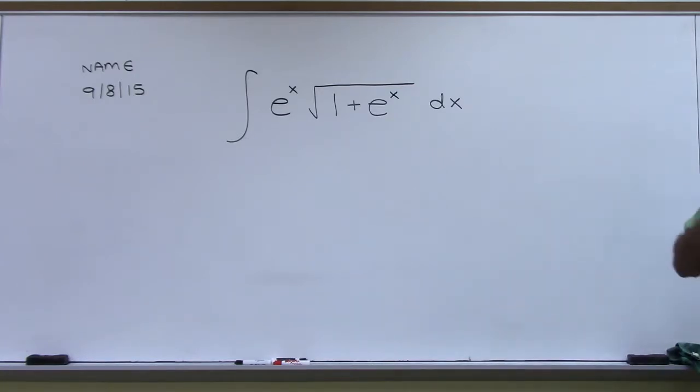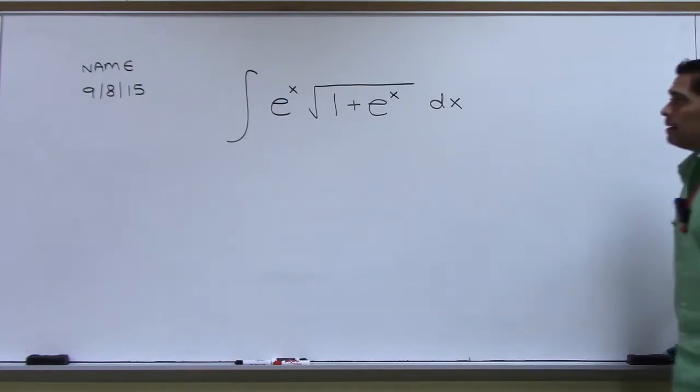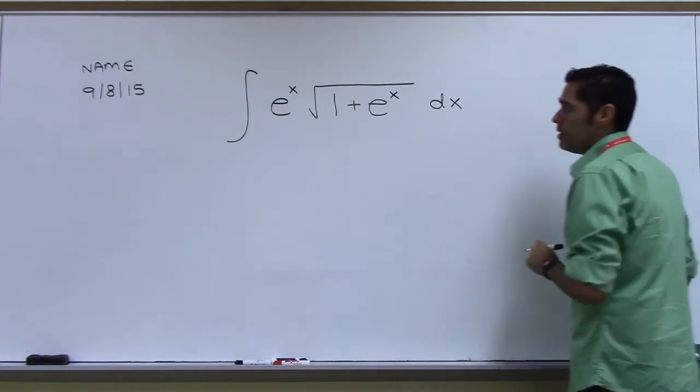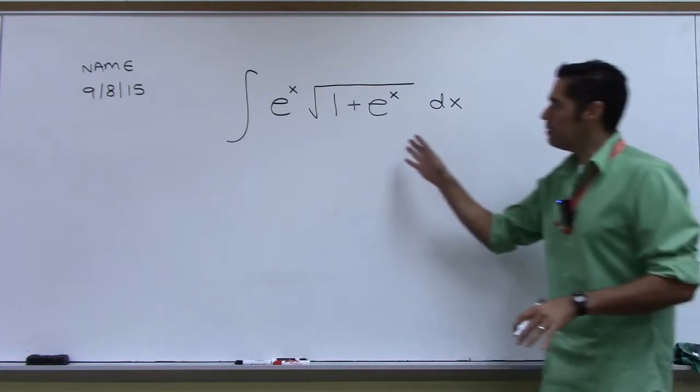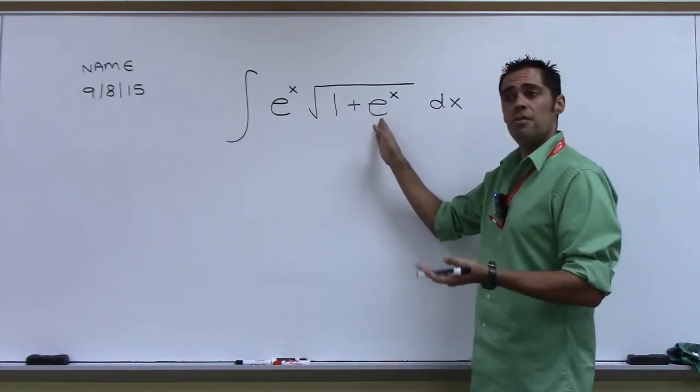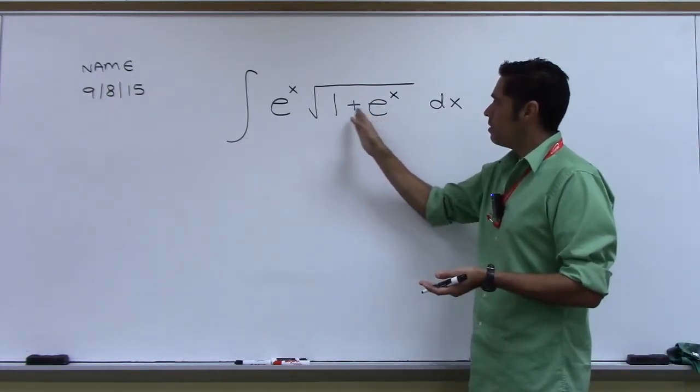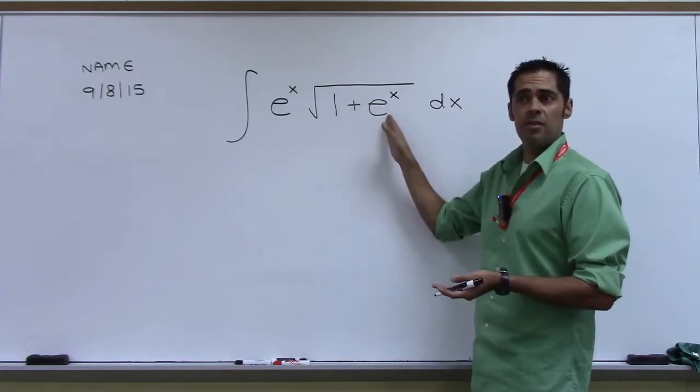Basic substitution is what this is testing you on. Make sure you understand the concept. You're looking for something in its derivative. We all know that the derivative of e to the x is itself. And so maybe we can pick e to the x here as u, but you could probably go a little bit further. You could pick the whole thing. 1 plus e to the x is your u.